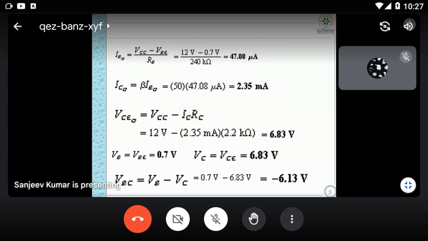VBC, what is the significance of the negative sign here? That means VC is actually greater than VB, so that is reverse biased. You can see VBC, that's why the output loop is reverse biased. So the negative sign is showing the polarity, and accordingly you have to connect.